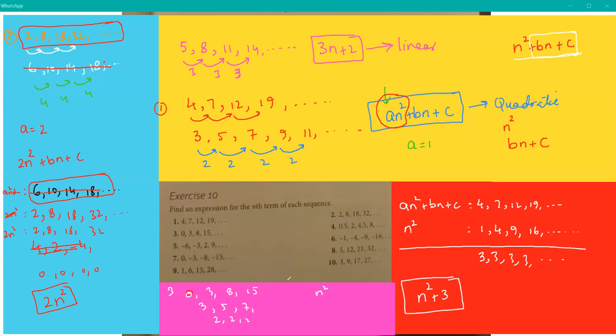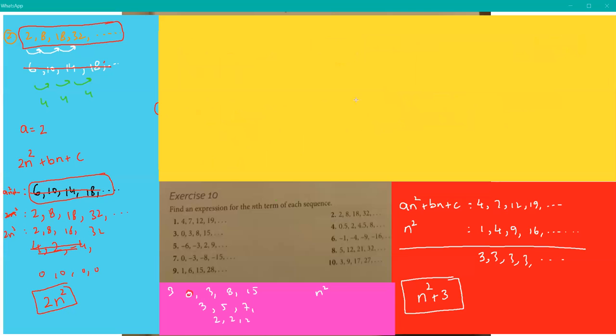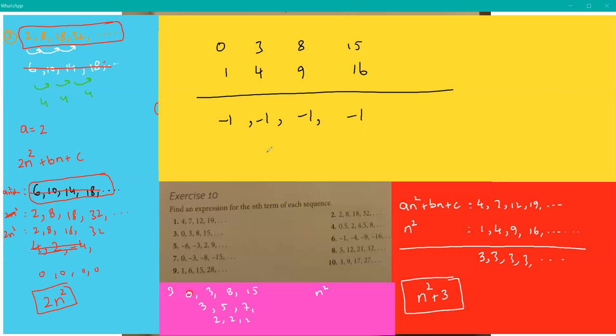Now let's take out n square from all these values. I have to be quick because we are running out of time. We have 0, 3, 8, 15, and so on. So I'm going to take n squared from this: 1, 4, 9, 16. So you see what is the difference? 0 minus 1 is minus 1. This is minus 1, this is minus 1, this is minus 1. So the nth term is going to be n squared minus 1. That is the nth term for the third case over here.